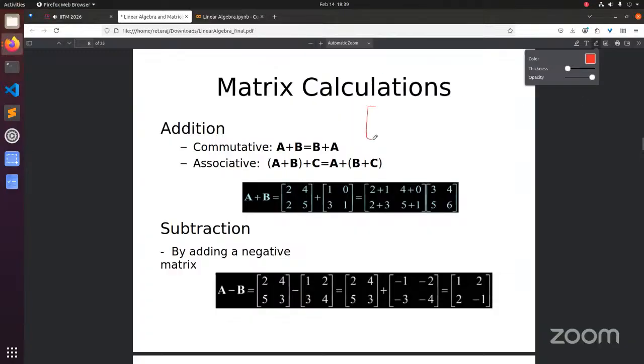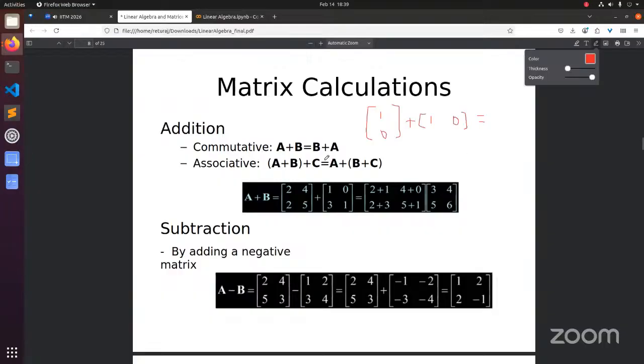Now tell me what is the value of this. 1, 0, and plus 1, 0. What is the value of this? What should I write? Sir, both matrices have to be the same size, then only we do the addition, sir.